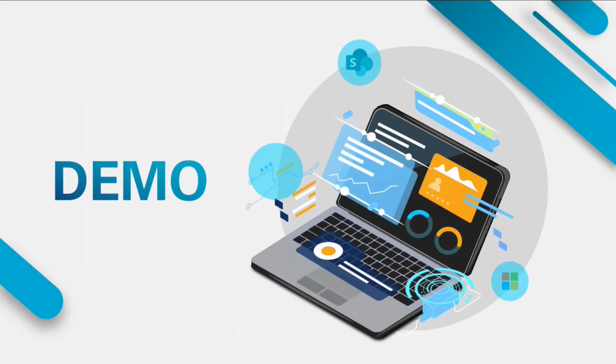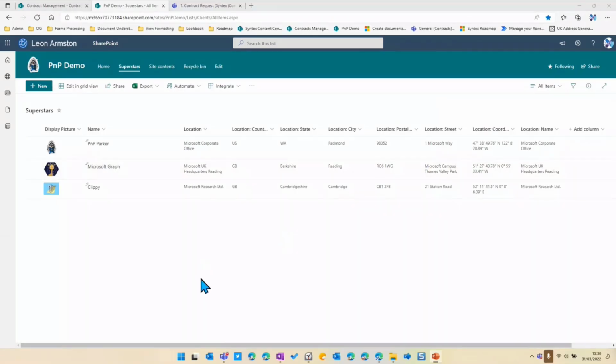So I now want to demo content assembly. Here we have a list of superstars. This is a SharePoint list, and these superstars have been submitting to the PnP repositories and doing pull requests, etc. So we want to reward them for their contributions. We want to send them a letter outlining this.